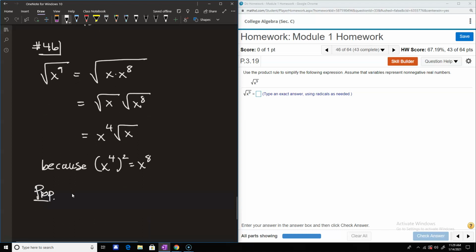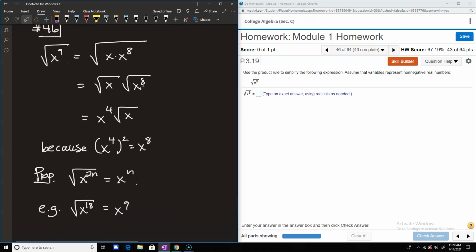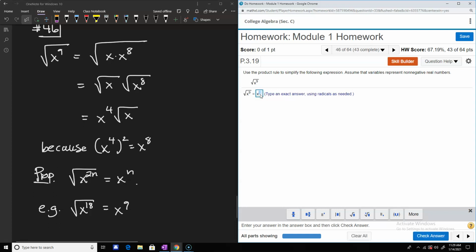If you have the square root of, say, x to some even number 2n, this will actually just simplify to x to the n. So for instance, the square root of x to the 18th power would be x to the 9th, because 18 over 2 is 9. So that's always going to be true. That's a little proposition. In this case, we had x to the 8th. We took its square root, so divide the exponent by 2 and you get 4. So that's something useful. So this is x to the 4th times the square root of x.